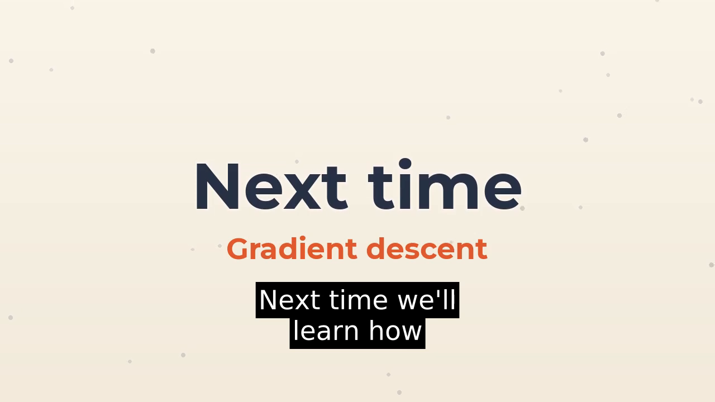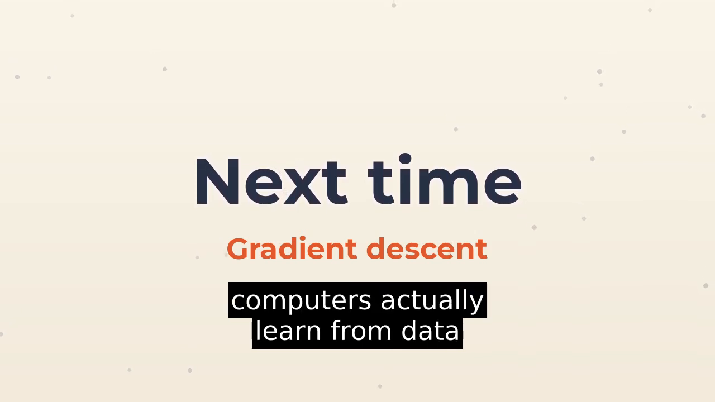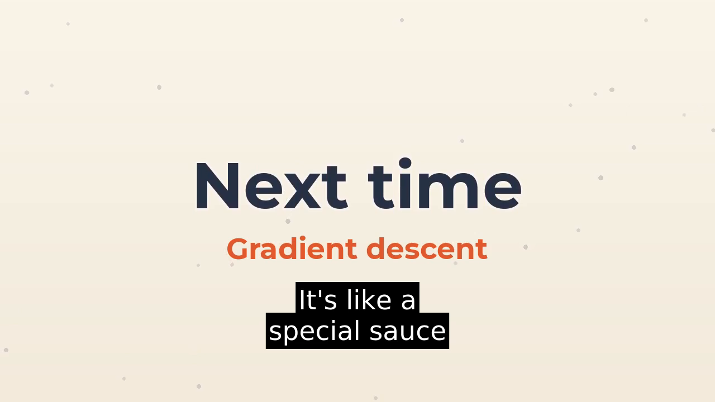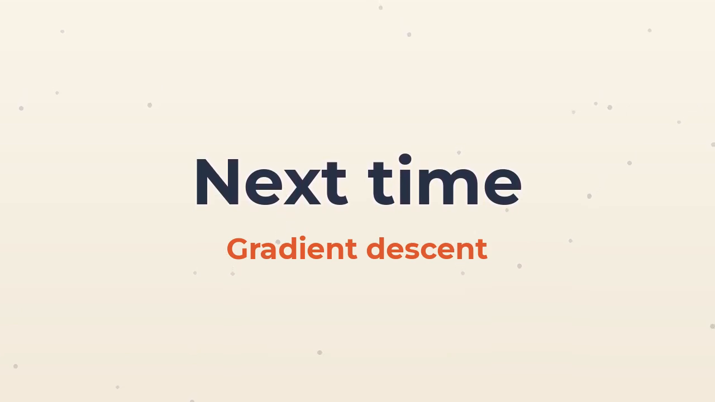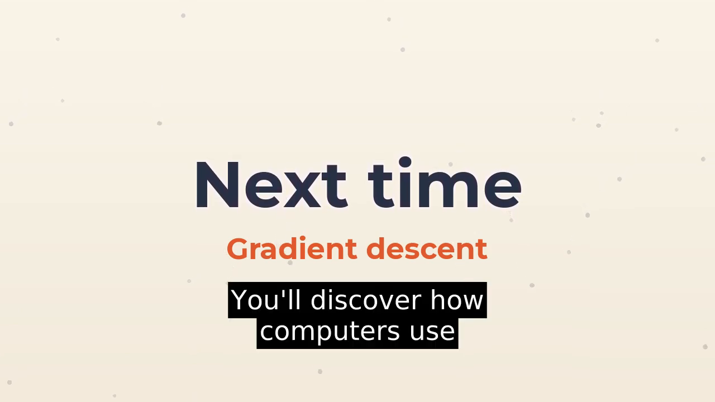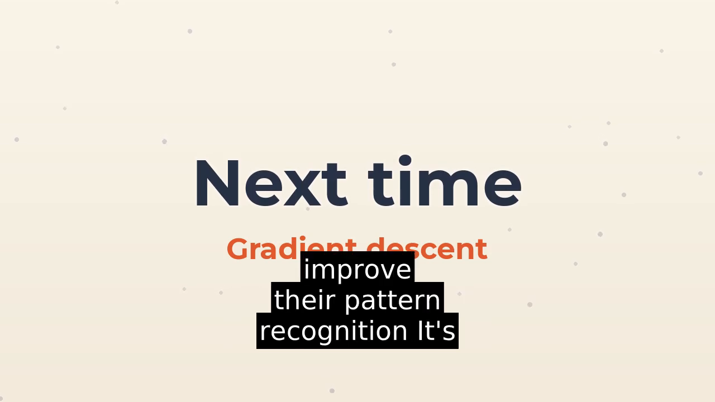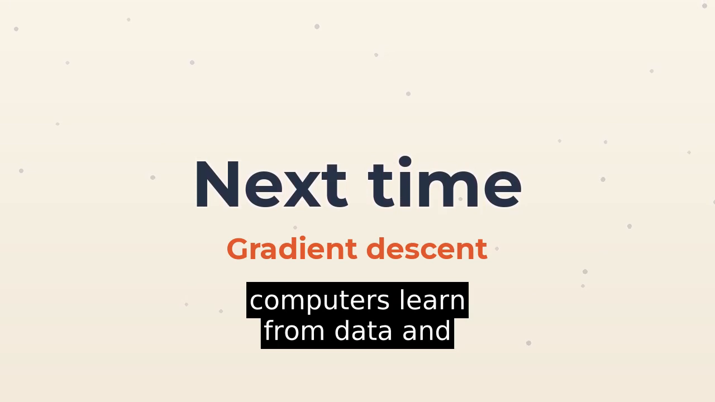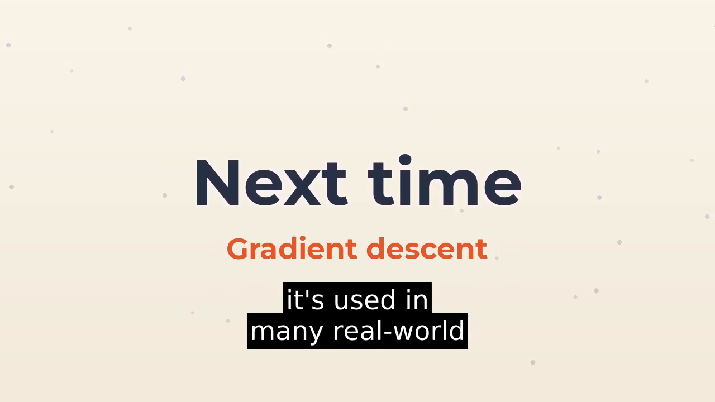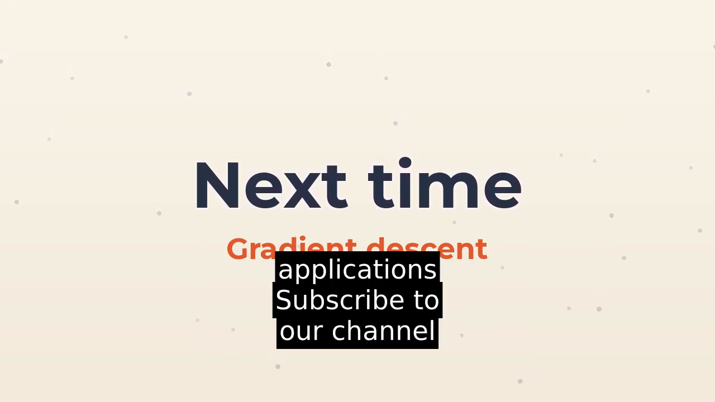Next time, we'll learn how computers actually learn from data. It's like a special sauce that makes the perfect pizza. You'll discover how computers use something called gradient descent to improve their pattern recognition. It's a powerful tool that helps computers learn from data, and it's used in many real-world applications.